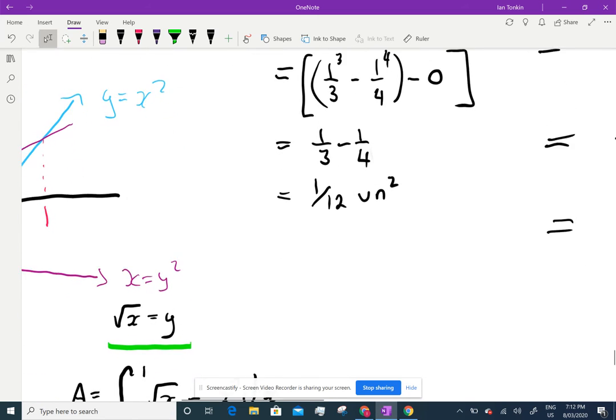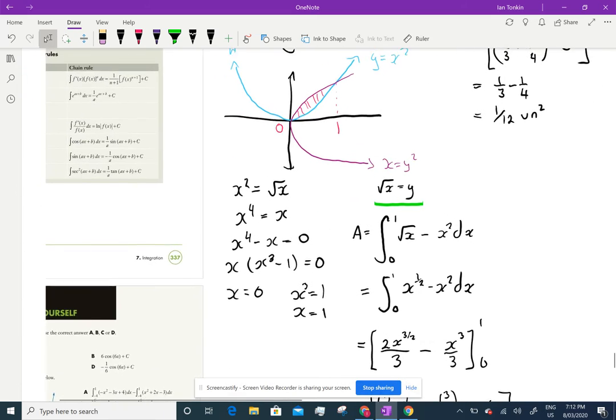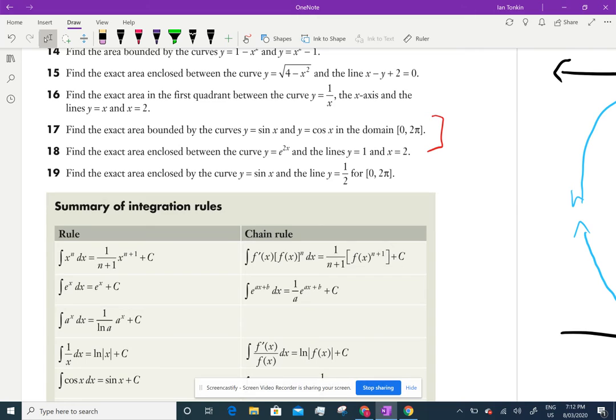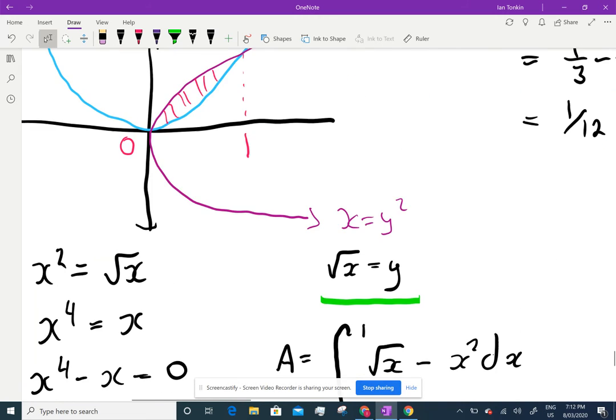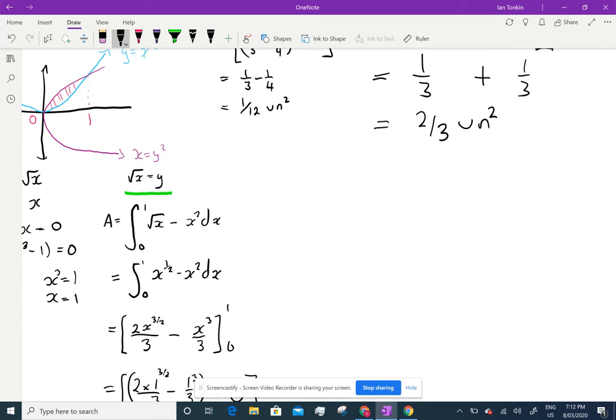So now I want to do question 17, which is the area between sine x and cos x. All right, sine x and cos x. So this is a hard one. 17. Let's find a bit of room. Here we go. So y, 17, and I'm going to graph them.